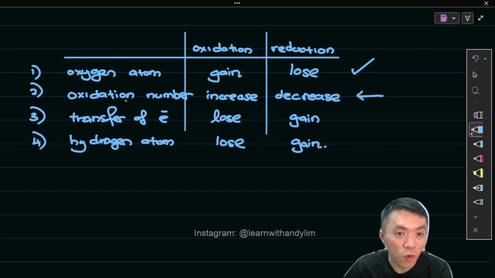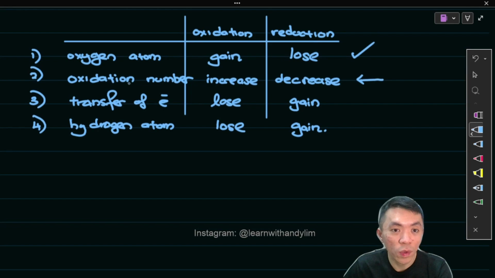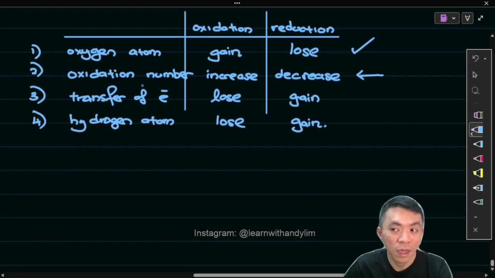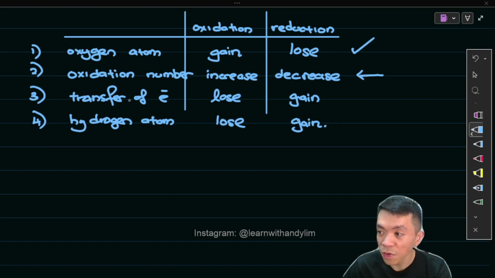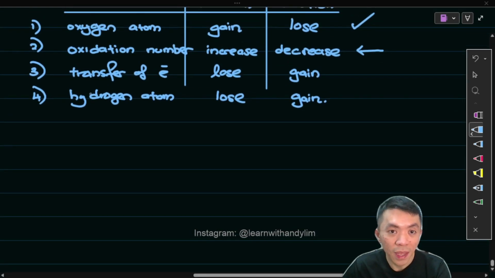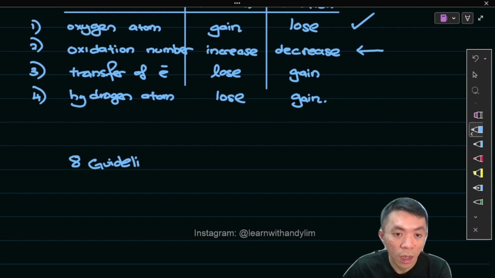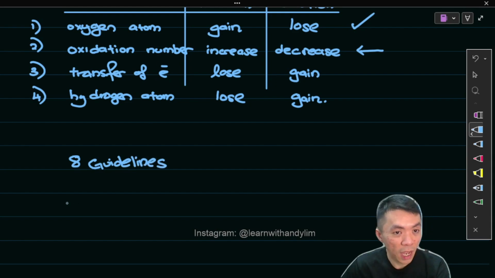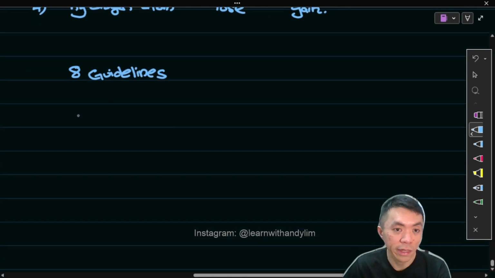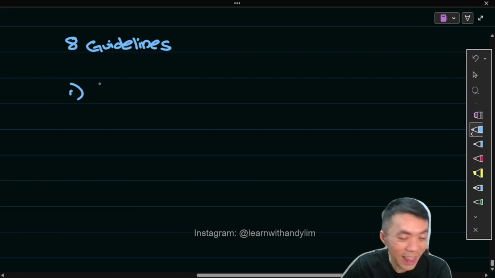Before we move on, we need to learn how to find oxidation number. With that, let's bring up some examples for us to learn. There are 8 principles, kind of like guidelines, in order to determine the oxidation number. Bear with me, I will try my best to make this less painful.